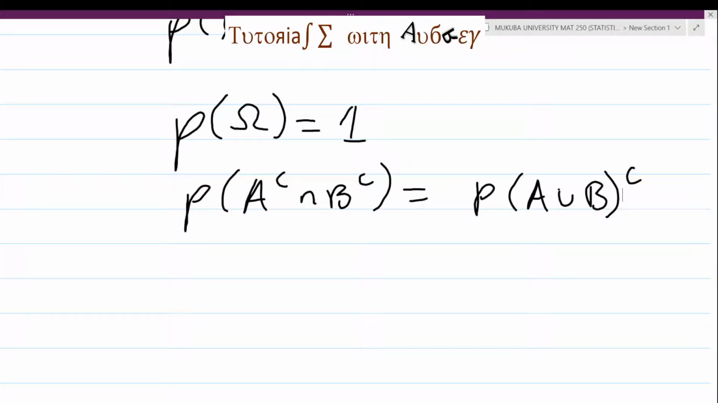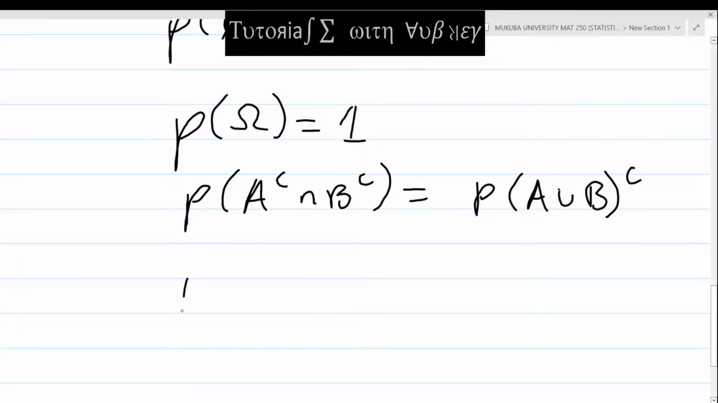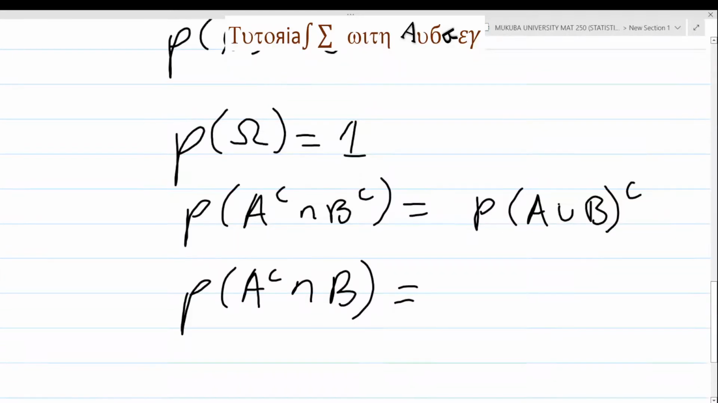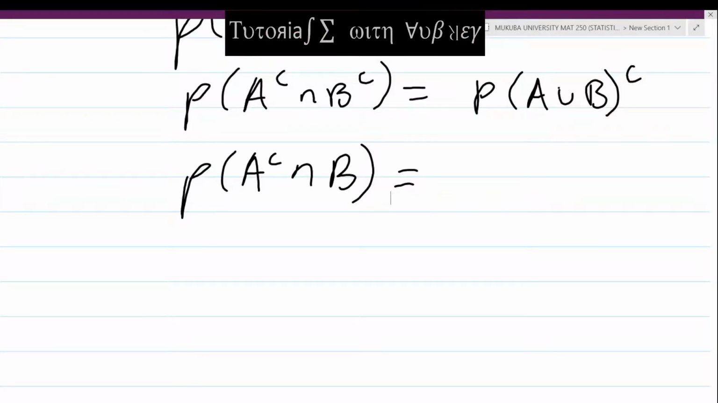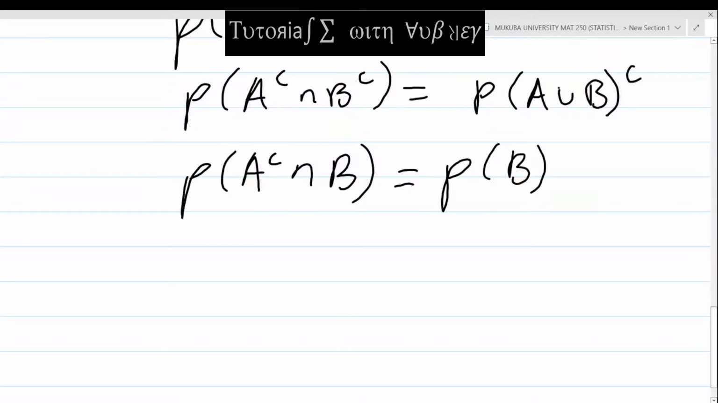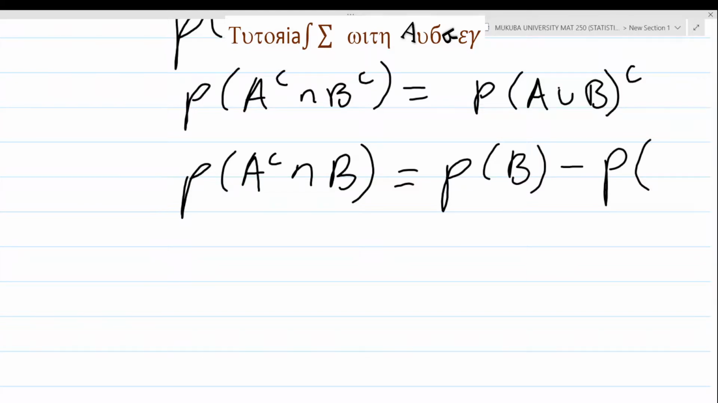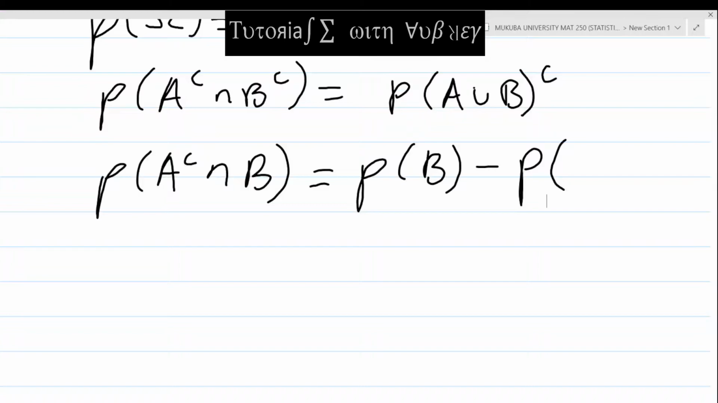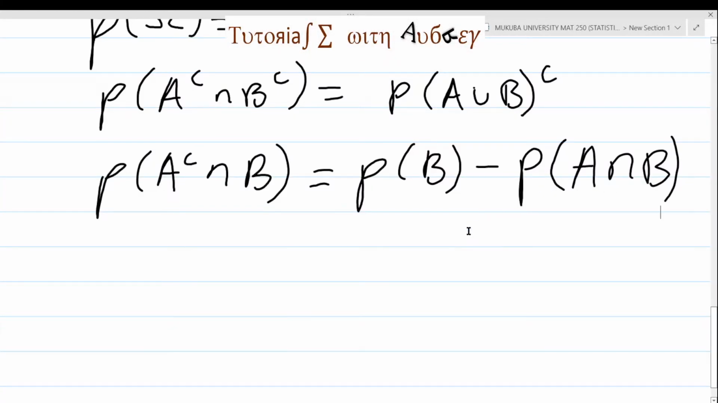Then also, when you have the probability of A complement intersection B, this is the probability of the element that has no complement, which is B, minus the probability of A intersection B. And you can manipulate the complement, so on and so forth.